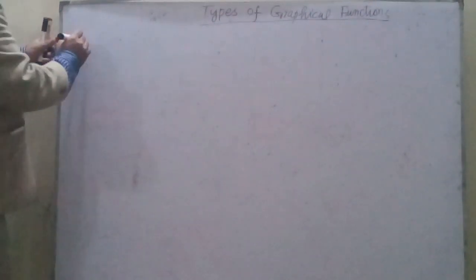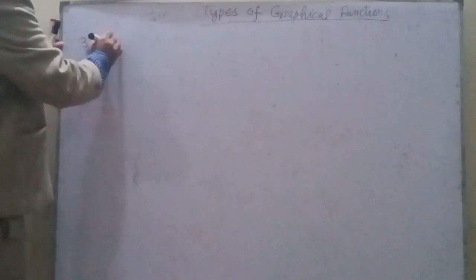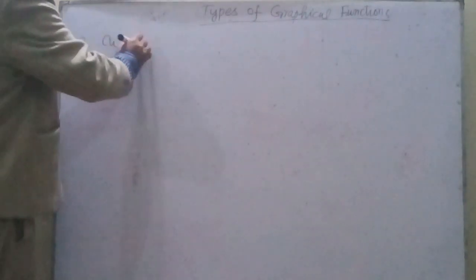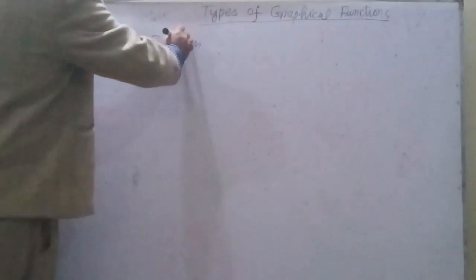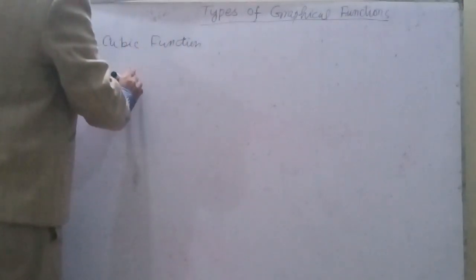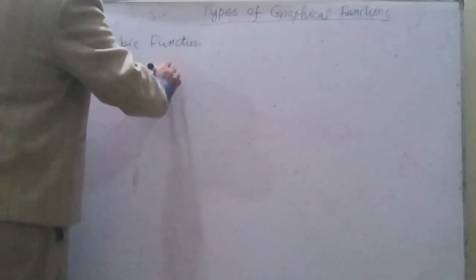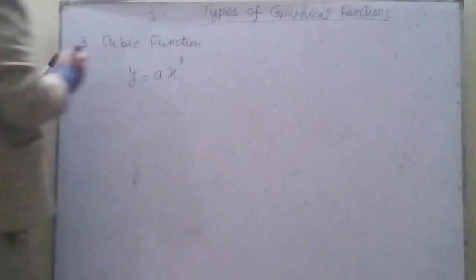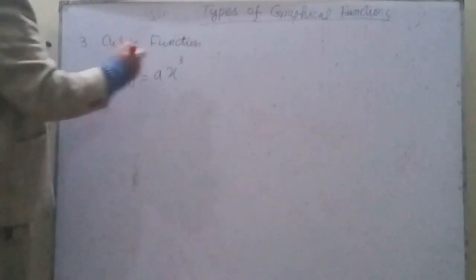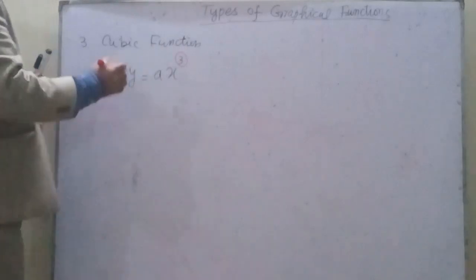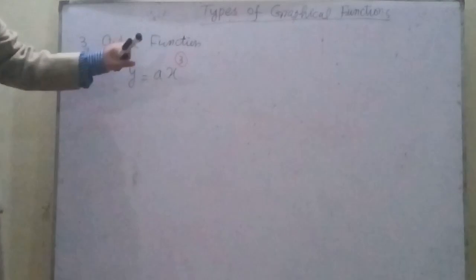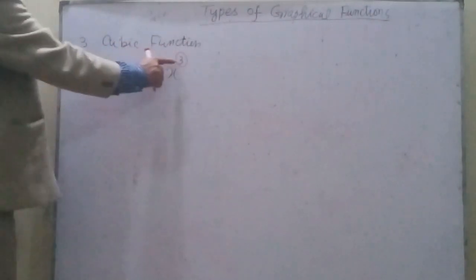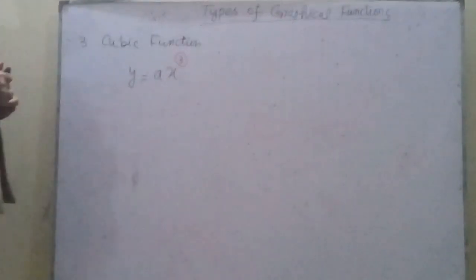Okay, the third type of graphical function is called the cubic function. It is called a cubic function because it is ax cubed. This number is called the power, and some people also call it the exponent or the index. If the power is 3, the graph will be a cubic function.